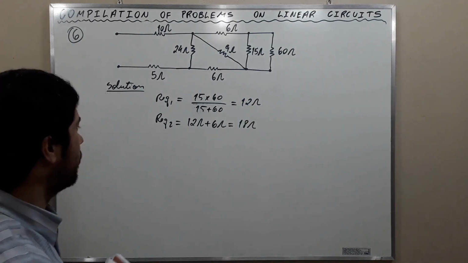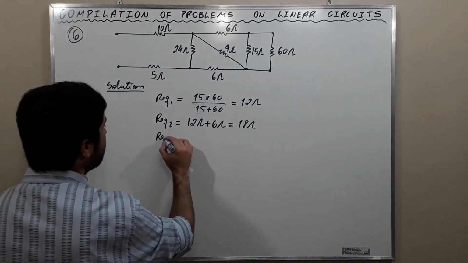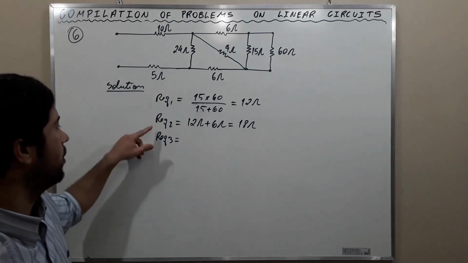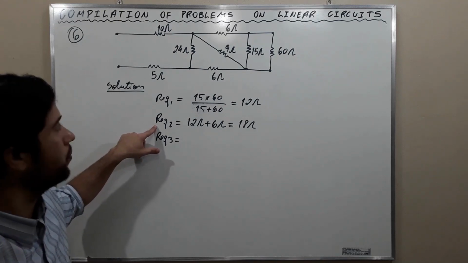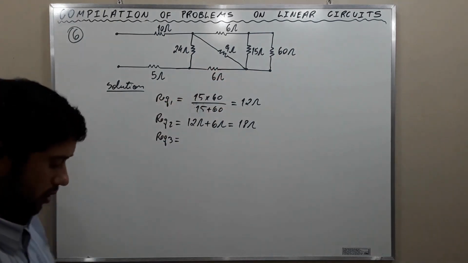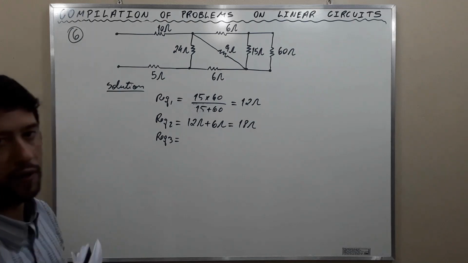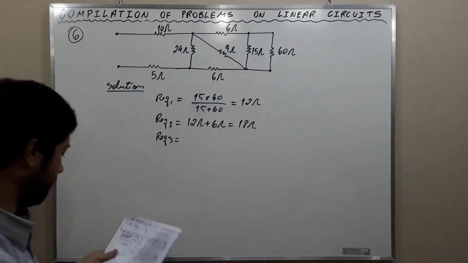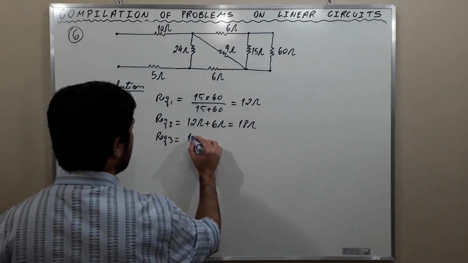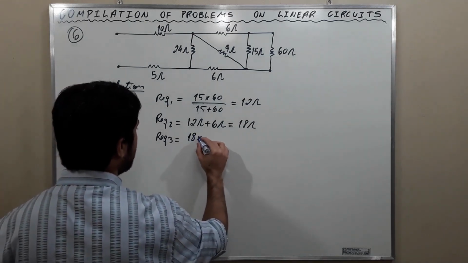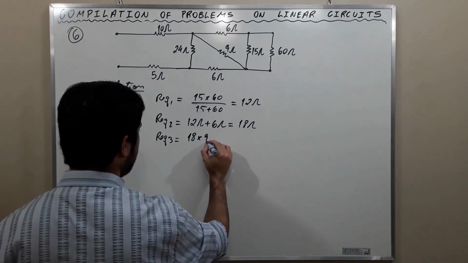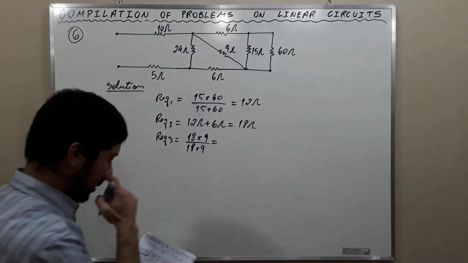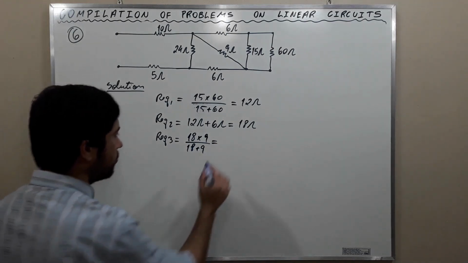Alright, so equivalent resistance number 3 is going to be the parallel connection between equivalent resistance number 2 and 9 ohms. And the rule of thumb that we are using is the product over the sum. 18 times 9 over 18 plus 9. And this is 6 ohms.